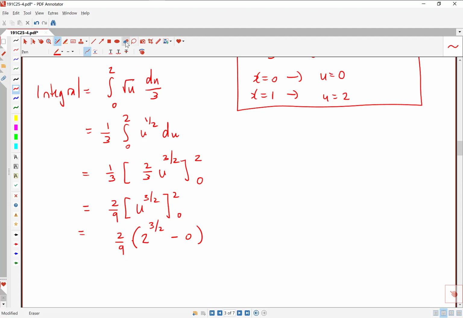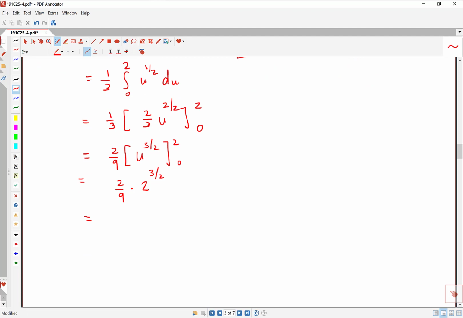So a simpler way of thinking of that is just our 2/9 that we've got out in front times our 2 to the 3 halves. So the way that might be written in a final answer, just multiply the 2's together and say 2 to the 5 halves over 9 for our final answer.